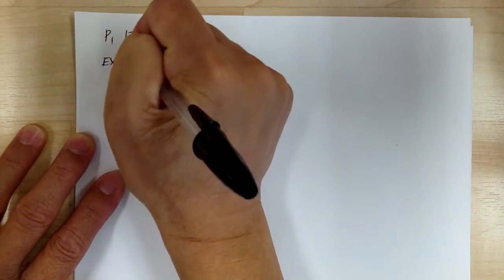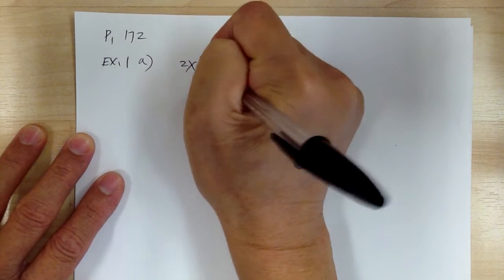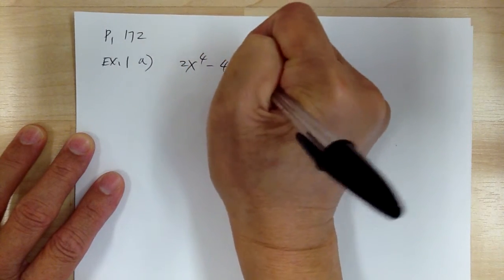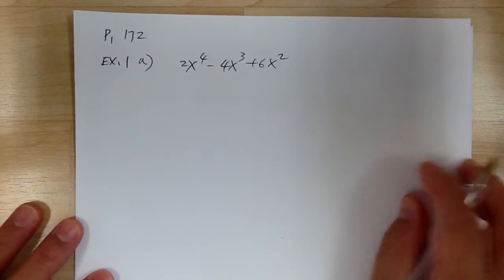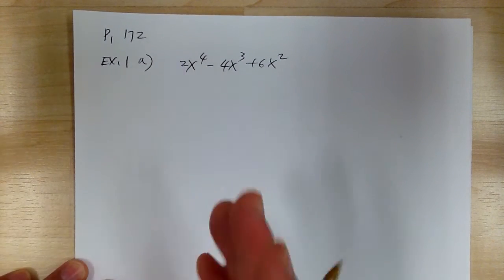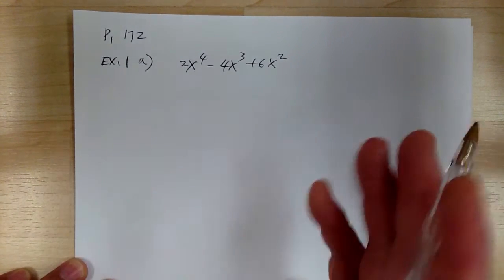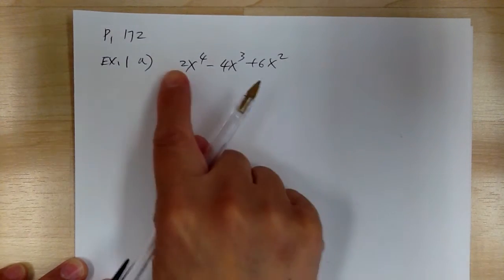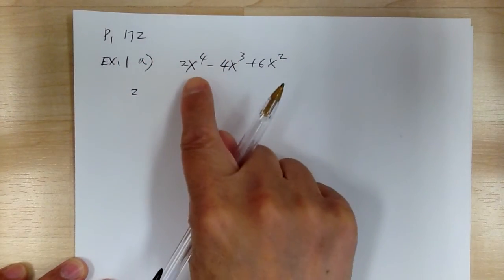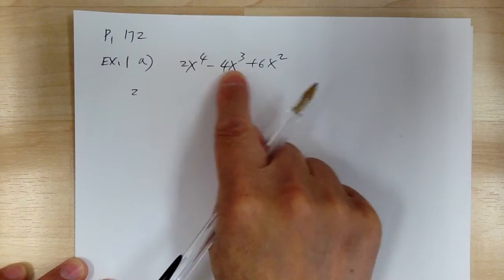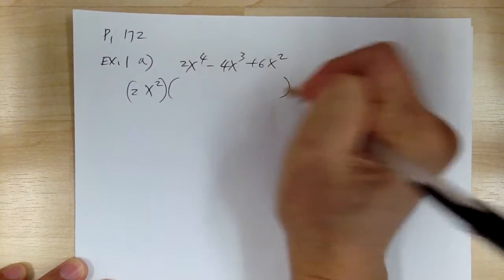So example 1a, you have 2x to the 4 minus 4x to the 3 plus 6x squared. So common factor is you look at what they have in common. Again, first you look at the number or the coefficient, then the variable. So you got 2, 4, and 6, so you can factor out the 2. And the variable, you got x squared, x cubed, x to the 4, so you can factor out x squared. So that's what you can factor.